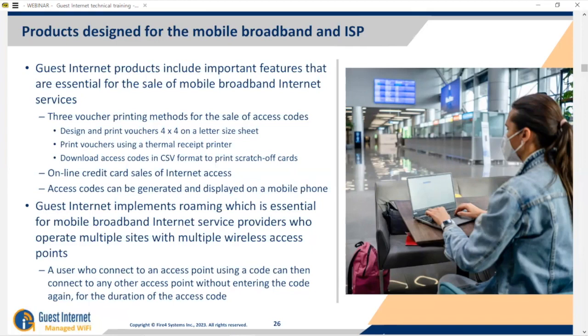The roaming feature is very important for many businesses. It's not just restricted to one location where you might have multiple access points, but for example, a hotel chain can have maybe 1,000 different franchises, and they want to give the VIP customers a code that gives them preferential access in any one of those hotels. And this can be done with guest internet products.